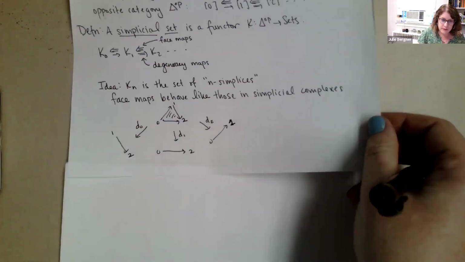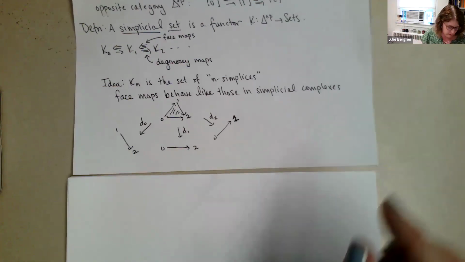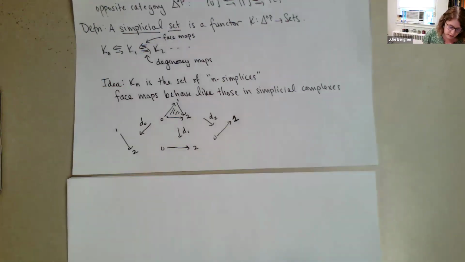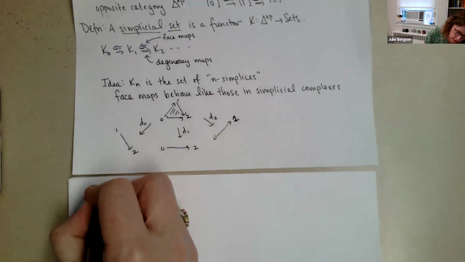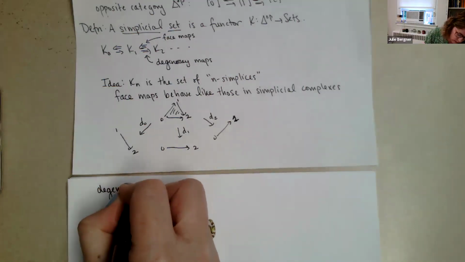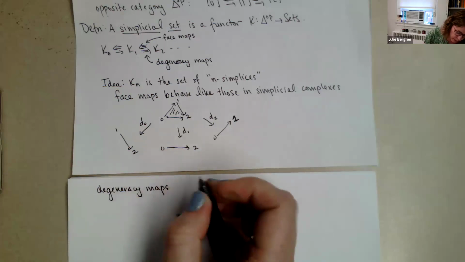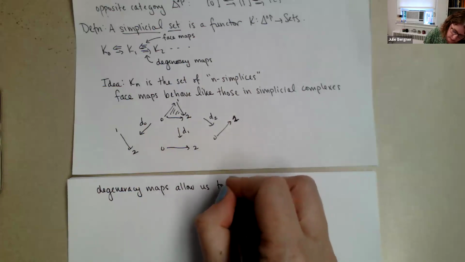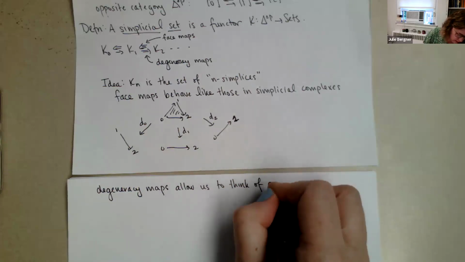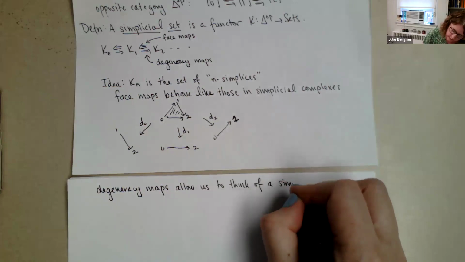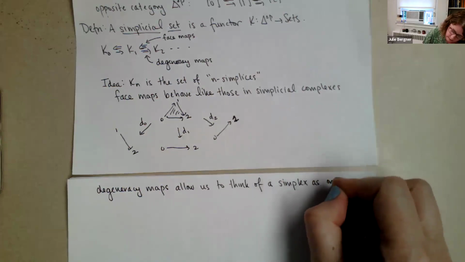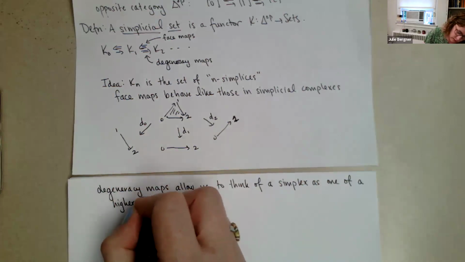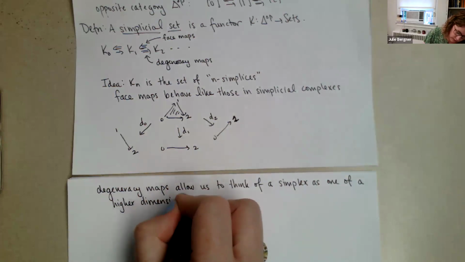Now, the degeneracy maps are what are new. We don't have an analog in simplicial complexes, but they go from a simplex of a lower dimension to one of a higher dimension, and that's exactly their purpose. So they allow us to think of a simplex as one of a higher dimension.